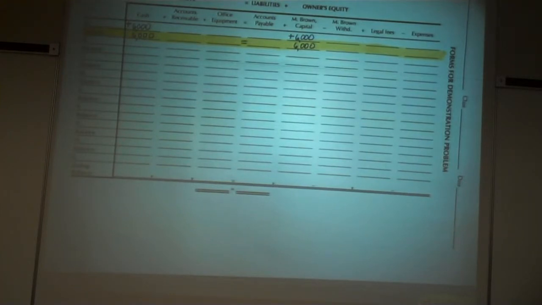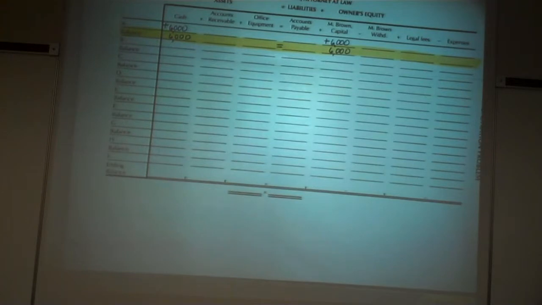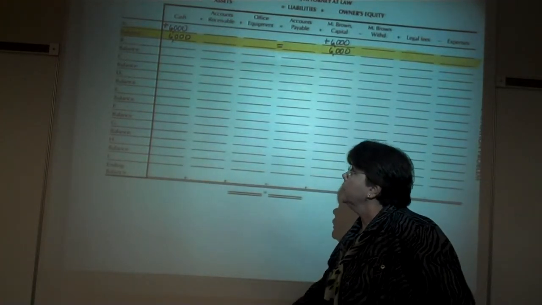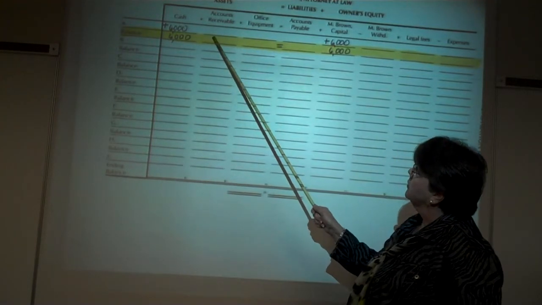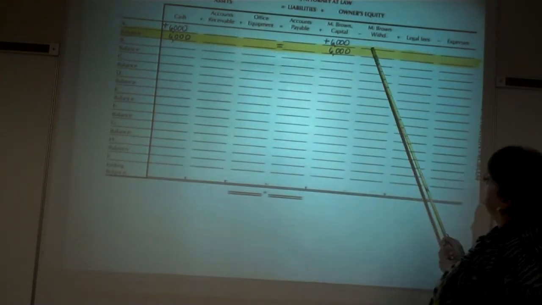So we have a plus for the cash, and we have a plus for the M. Brown, comma, capital. Our balance is $6,000 for cash, and our balance is $6,000 for the capital. Now I might have you ask me the question, do we have to put the total? Do I have to put a 0 for each one of these? You can, if you want to.